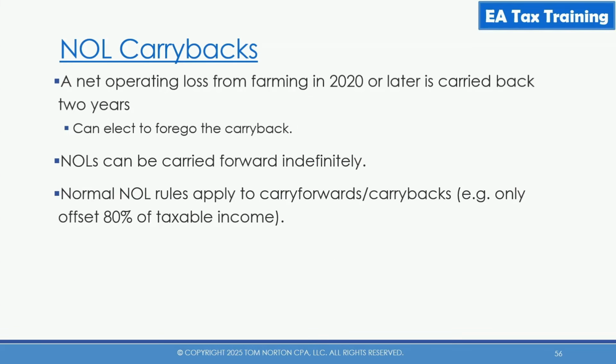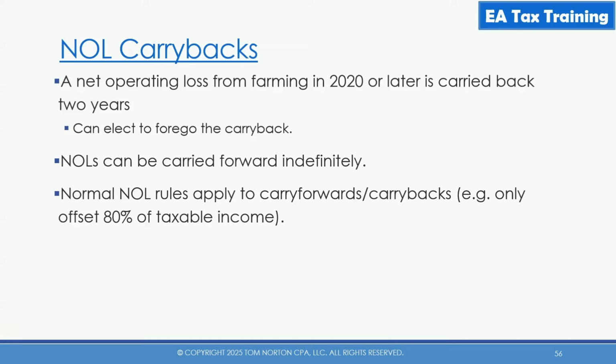NOL carrybacks. So a net operating loss from farming in 2020 or later can be carried back 2 years. Remember, most businesses, you cannot carry NOLs backward. You can only carry them forward, but there were two exceptions, and one of those was for farmers. The other was for insurance companies other than life insurance companies. But farmers can carry back their losses 2 years.